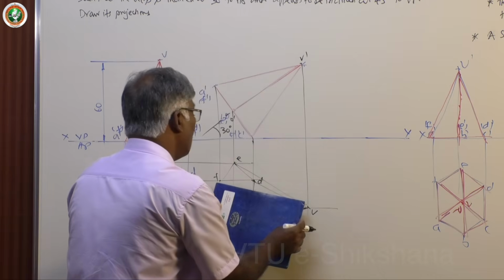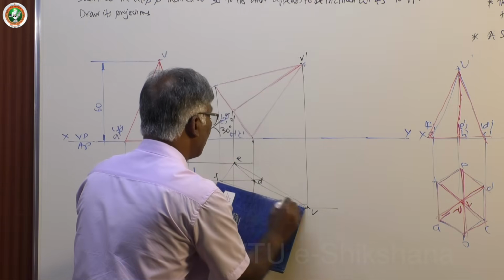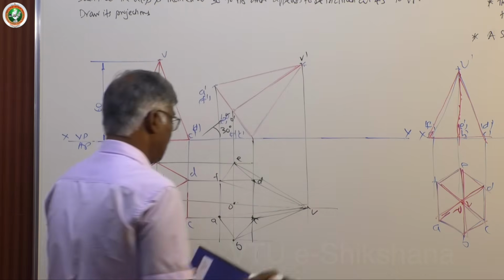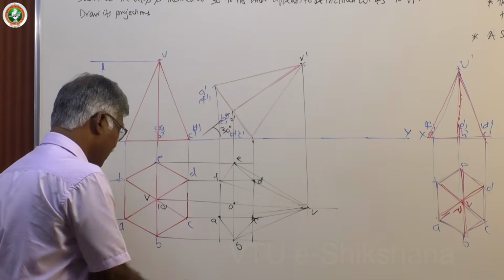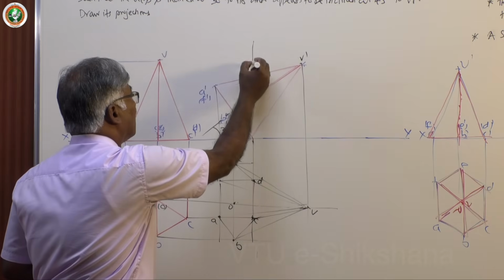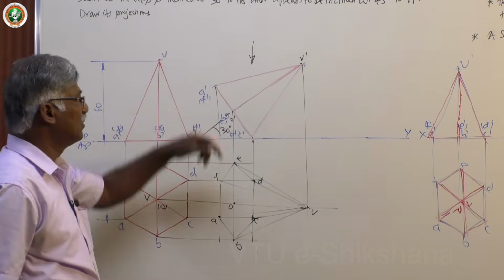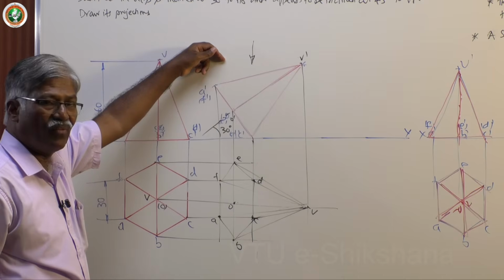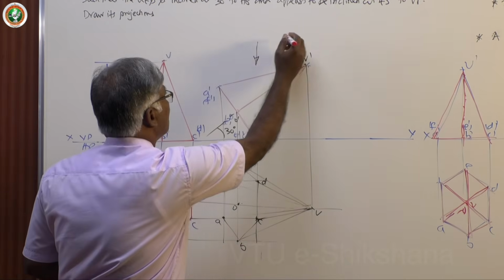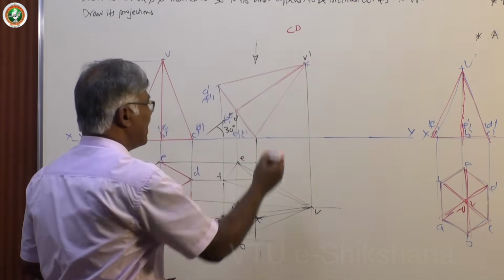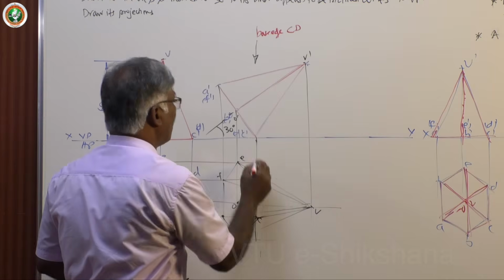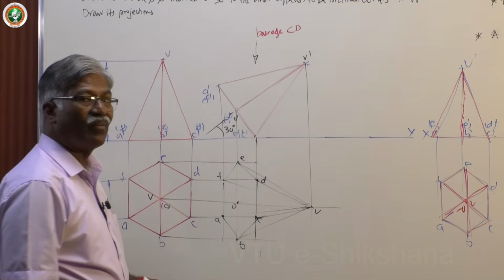Light lines and V to F and A to E. All corners of the base must be joined with the apex. Then you are looking from this direction, which is the farthest item from you, that is CD. CD, base edge CD, is the farthest item from the observer.